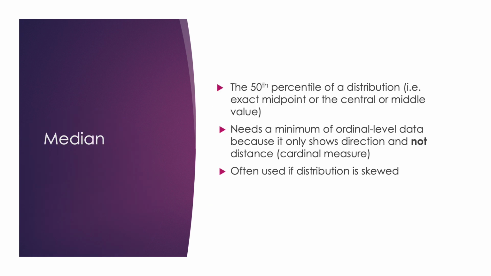The median represents the 50th percentile of a distribution, or the exact midpoint, or the central middle value. The median is the exact middle value of a set of data that has been arranged in order of magnitude. Because the median can only be computed by arranging values according to their magnitudes, it can only be computed when you have numerical data. So the median cannot be used as a measure of central tendency for categorical data, for example. One of the main characteristics of the median is that, unlike the mean, it is less affected by outliers, and it is often used if a distribution is skewed one way or another.